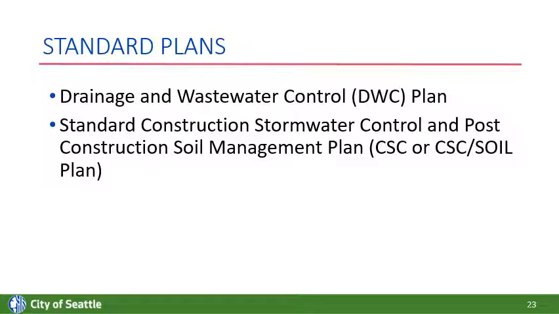So again, here's the two standard plans, the drainage and wastewater control plan, or the DWC plan, and the standard construction stormwater control plan, or the CSC plan, are the two standard plans that are required for every project. Again, if you have a professional engineer on your project, they don't have to provide our actual standard plan templates. They can use their own stamped and signed plans, but all the information that's on the standard plans needs to be provided.